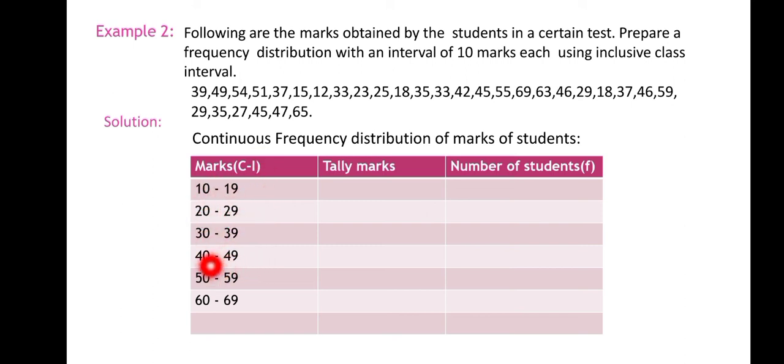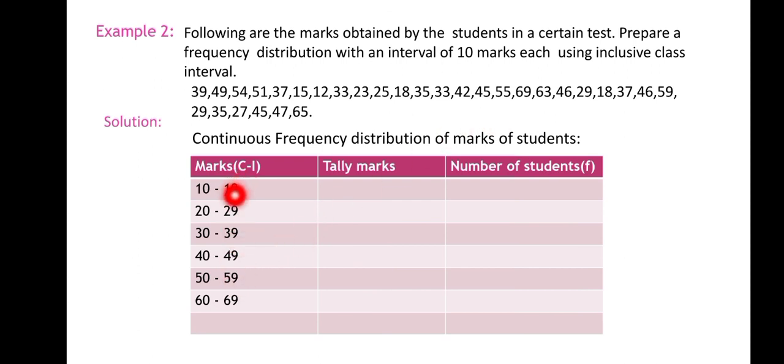So first of all, let us write down the class intervals. Here first we have to check the highest value and the lowest value in the given data. In this data, the lowest value is 12 and the highest value is 69. So we can start writing the class intervals from 10. Since the class is inclusive, we have to write it in this way: 10 to 19, 20 to 29, 30 to 39, 40 to 49, 50 to 59, 60 to 69. See, the highest number is 69, so we have written till 69.